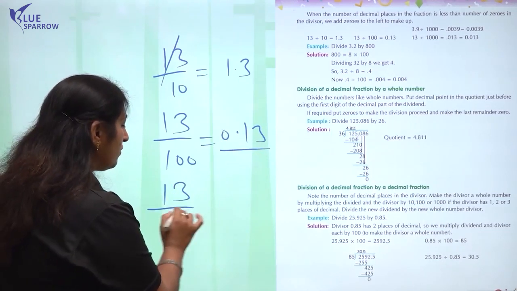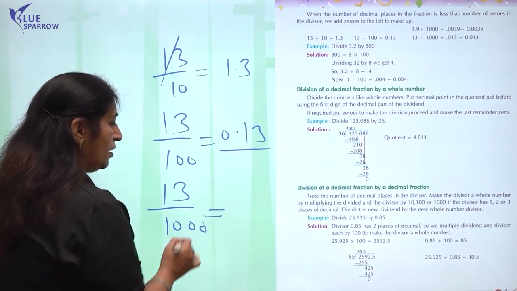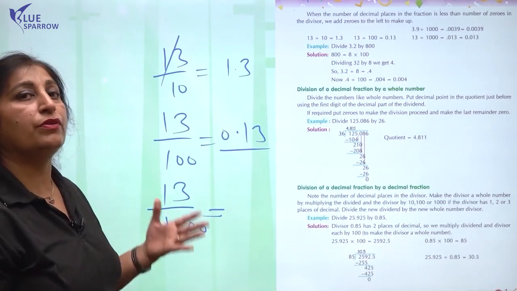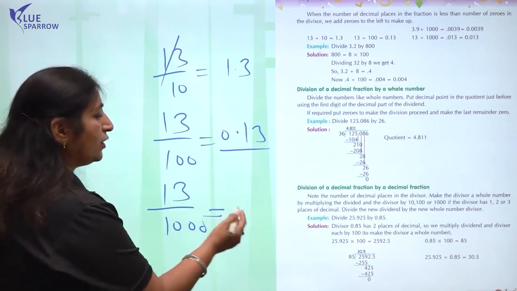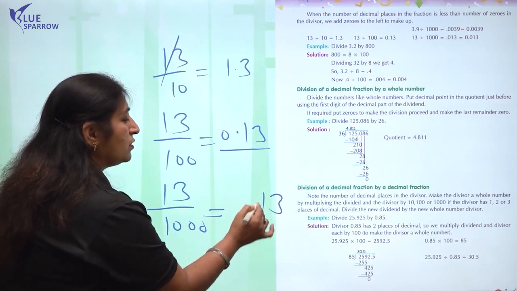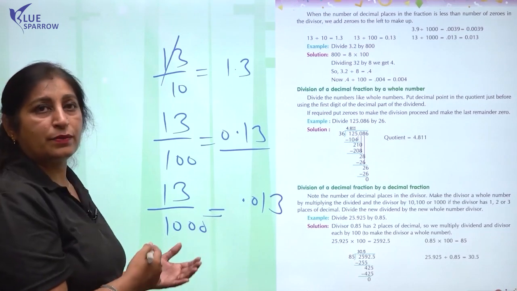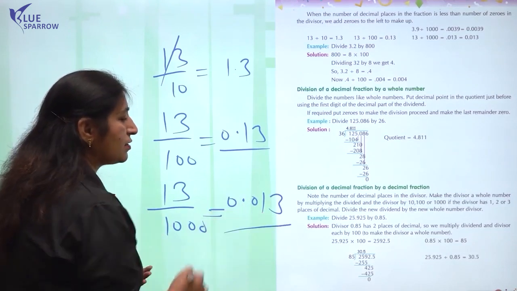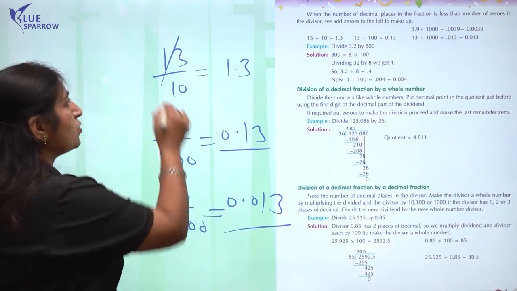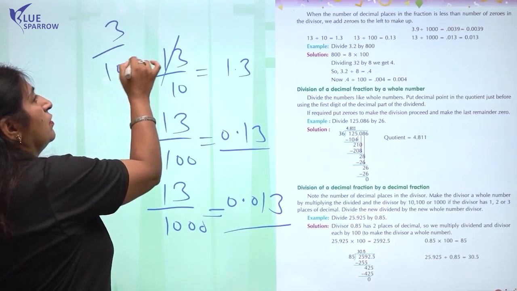Now, if you are asked to divide 13 by 1000, you need three places, but here are two only. So we would add 0 on the left hand side to make up the less number of places, 013, and no digit has been left. So 0 would be put over here in the answer. Answer would be 0.013. Suppose you are asked to divide 3 by 1000.